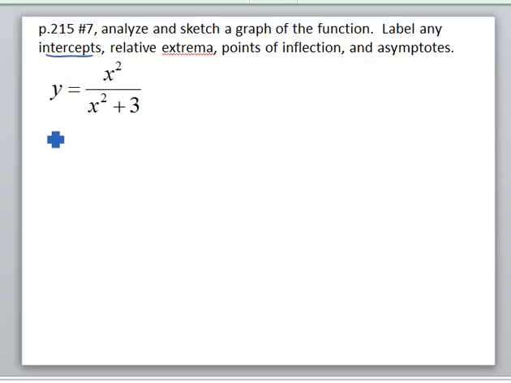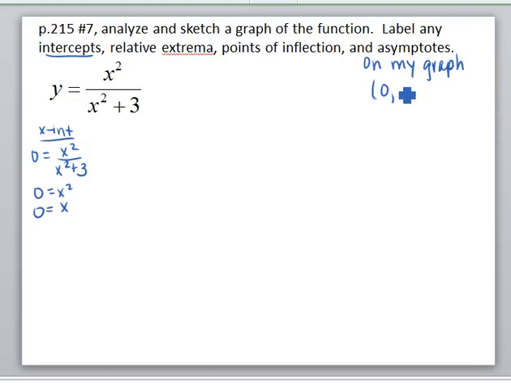Let's find the intercepts first. So we're going to find the x-intercept. I'm going to be writing really small because there's a ton of things we're going to be doing on this slide. And when I compute the x-intercept, I will find that it occurs at 0, which means that my y-intercept is also 0. So one of the things on my graph, and I'll just make a list here, these would be important points. (0, 0) is an important point.